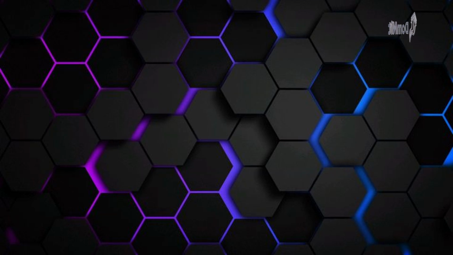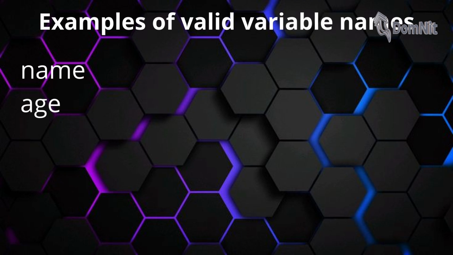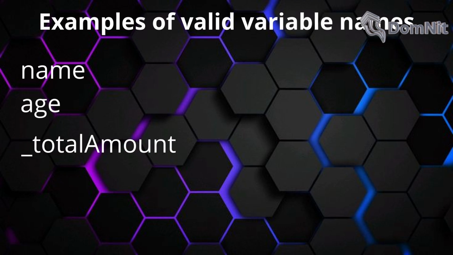Examples of valid variable names are name and age. Both of them start with an English alphabet. This makes them valid variable names. You can also say underscore total amount, which is a valid variable name because it starts with an underscore and it is a meaningful variable name.